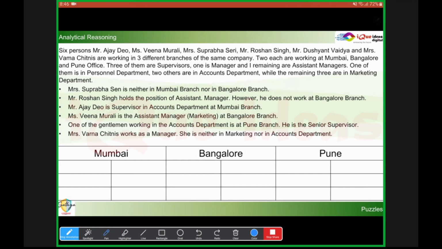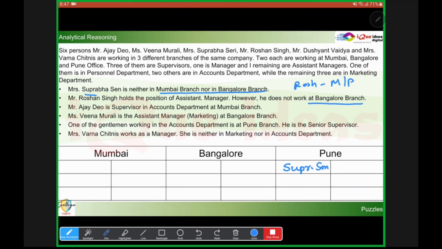It says the first one is Mrs. Suprabha Sen is neither Mumbai nor Bangalore. So Suprabha Sen definitely has to be Pune. So Suprabha Sen is the first person I know in Pune. Now Roshan Singh, assistant manager, not Bangalore. So Roshan Singh, I know, is not Bangalore. So he can be Mumbai or Pune, but I don't know which one. So as of now, I cannot fill in the blank.